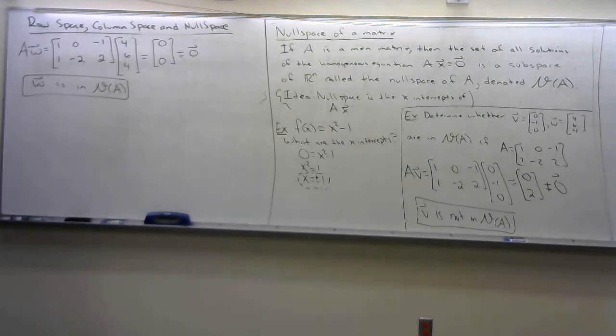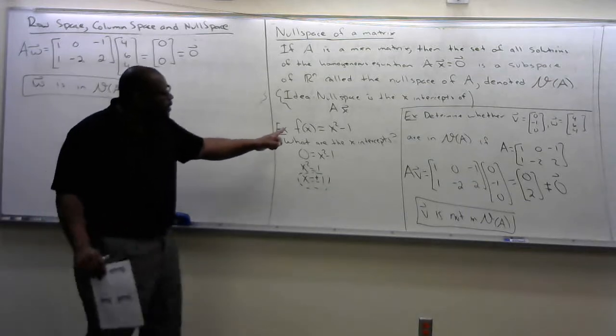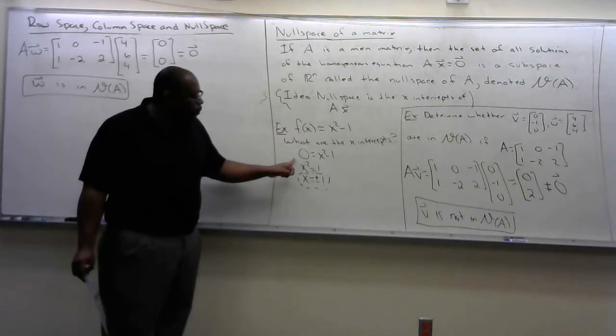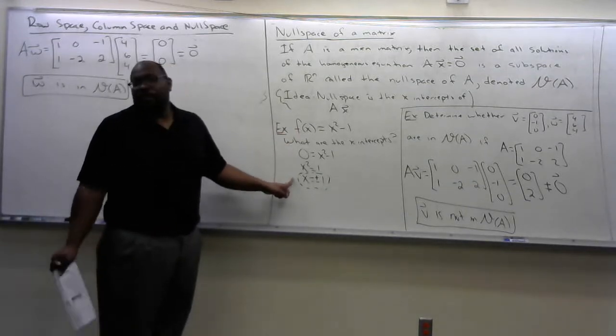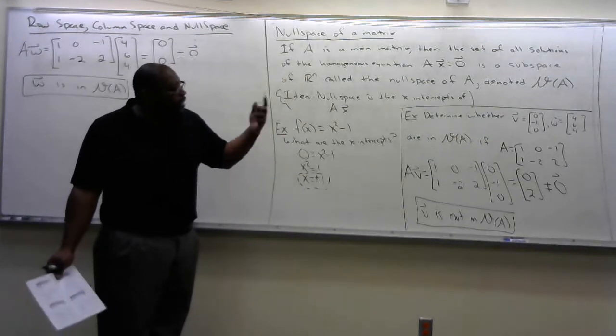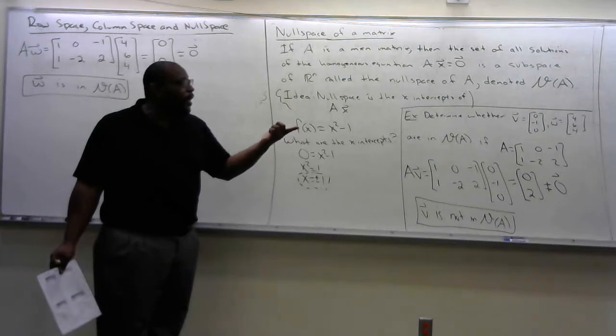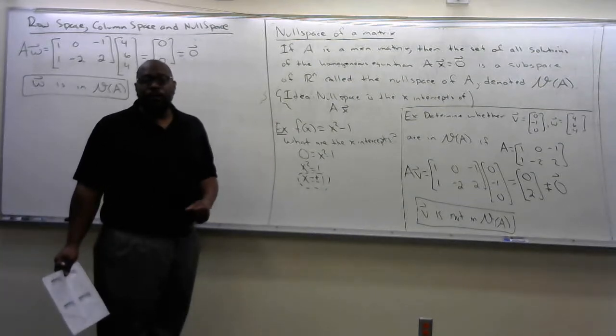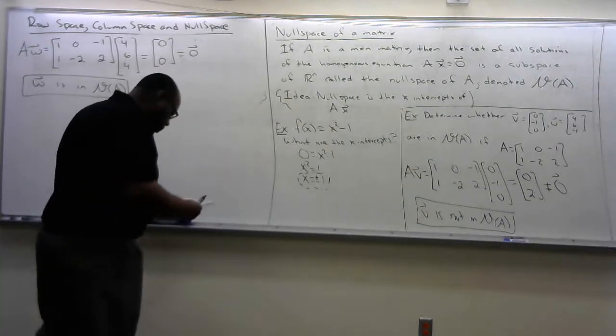Now the question is, how in the world do we find the null space of A? And that's easy enough. We just need to solve the matrix equation, just like we did here, when we did this function. I set this equal to 0 and I just solve for x. That's pretty straightforward, right? We're gonna do the same thing. If I want to find the null space of A, I just need to set AX equal to 0 and solve for x. So that's what we're gonna do.